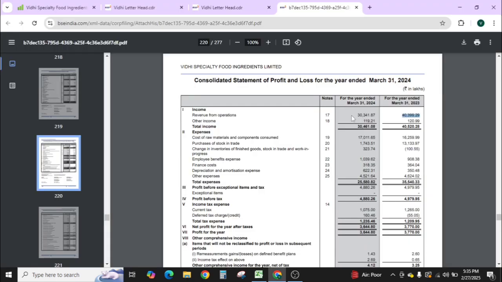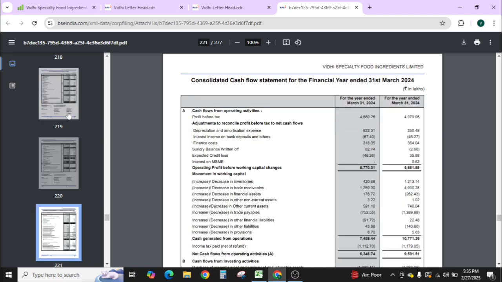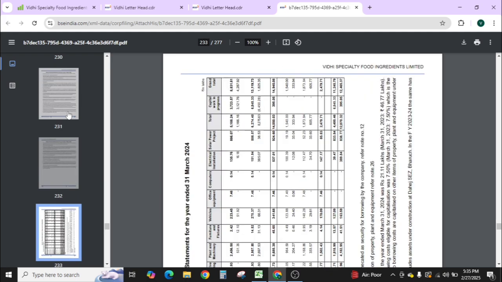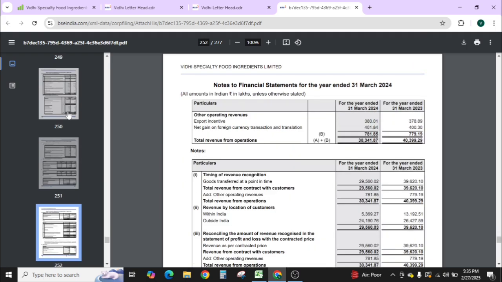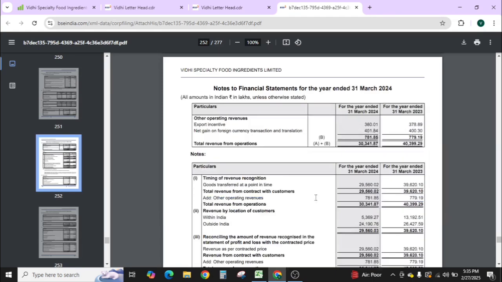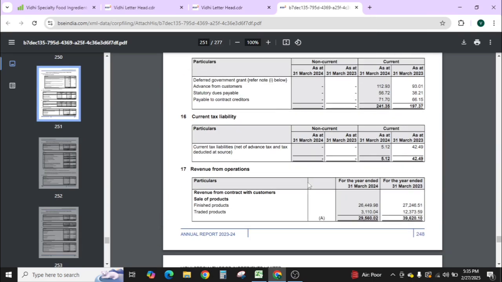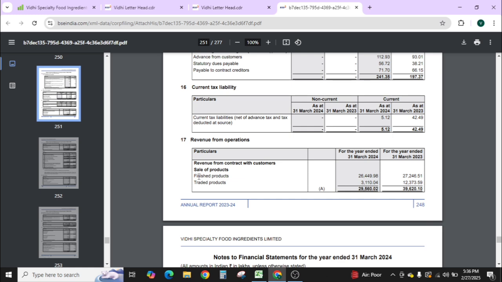For that we need to go to this footnote, which is number 17. We will scroll down a little bit, and here are the notes. These are generally called footnotes. So here it is: sale of products, finished goods and traded products. So these are manufacturing products and these are traded products, the revenue of manufacturing and the revenue of traded goods.